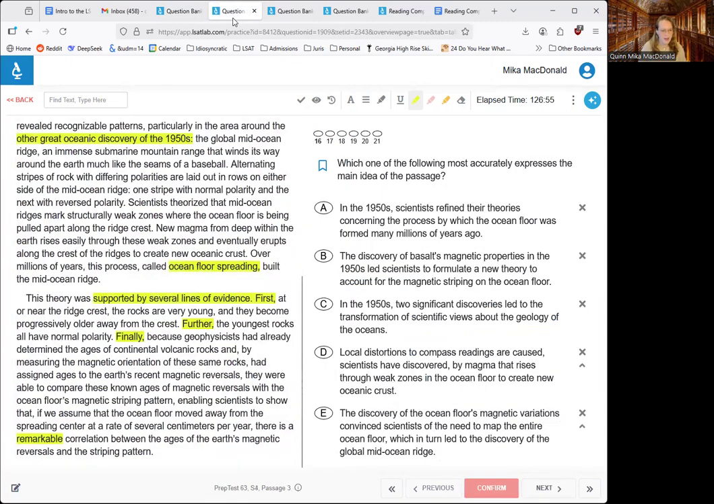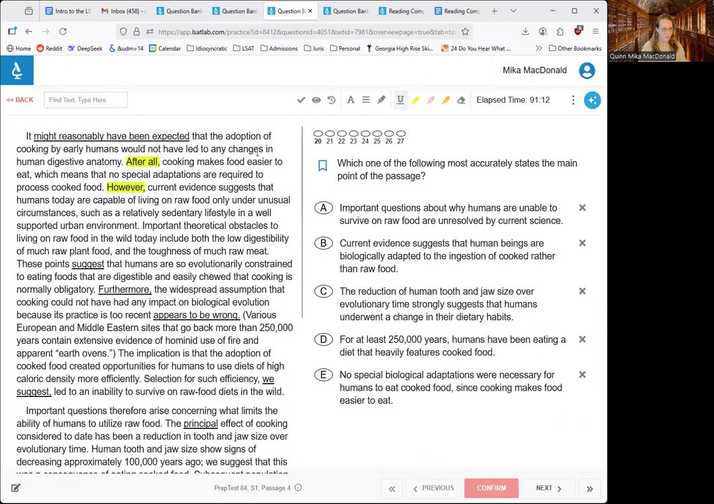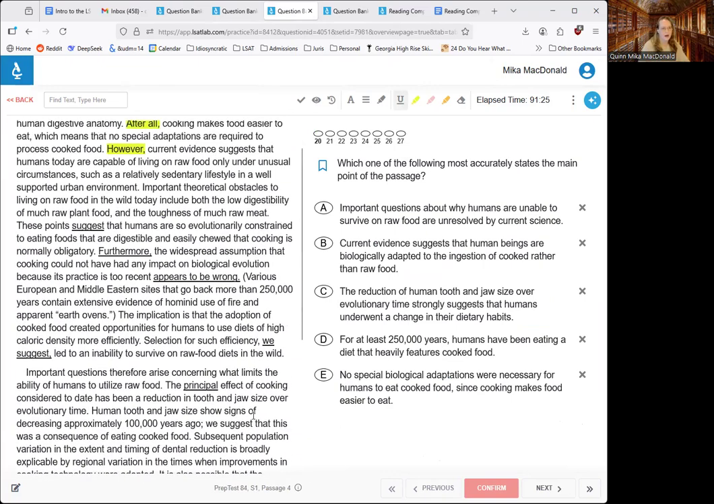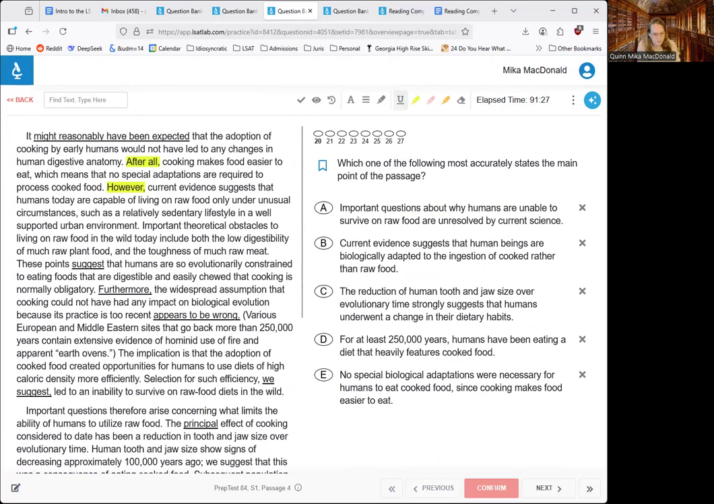So we're going to take a look at a much more different type of author. This is one of my favorite passages. This is probably my favorite passage in the history of the exam. What is the name for this one that Patrick gives it? Cooking with Fire, something like that.